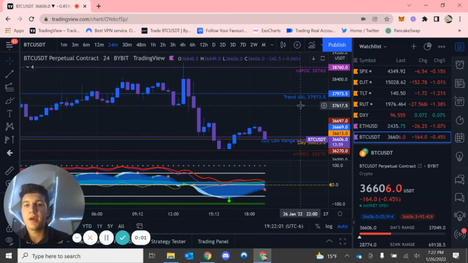Again, this works on any time frame, really. I haven't really used any lower time frames, but I'm sure a 4-hour time frame would work. There'd be a lot of points of control that are untapped, but it would still work.